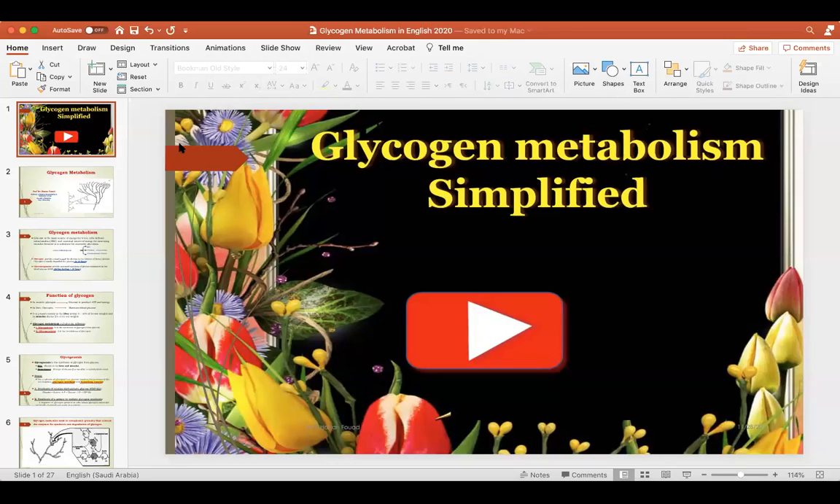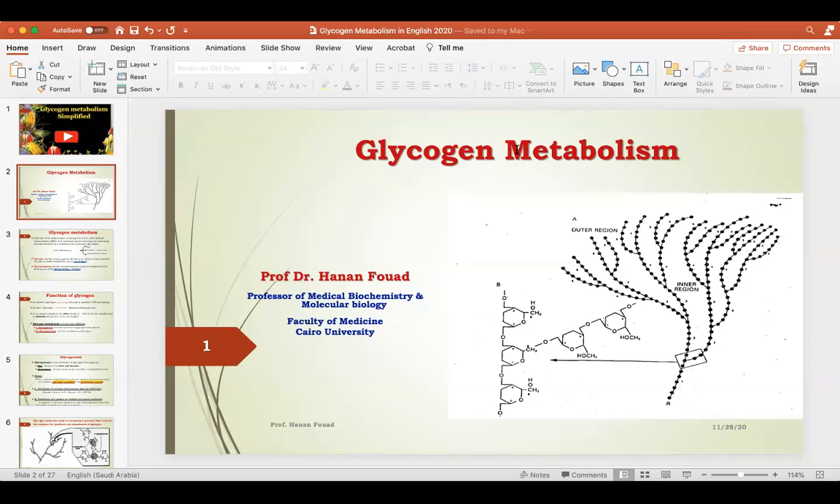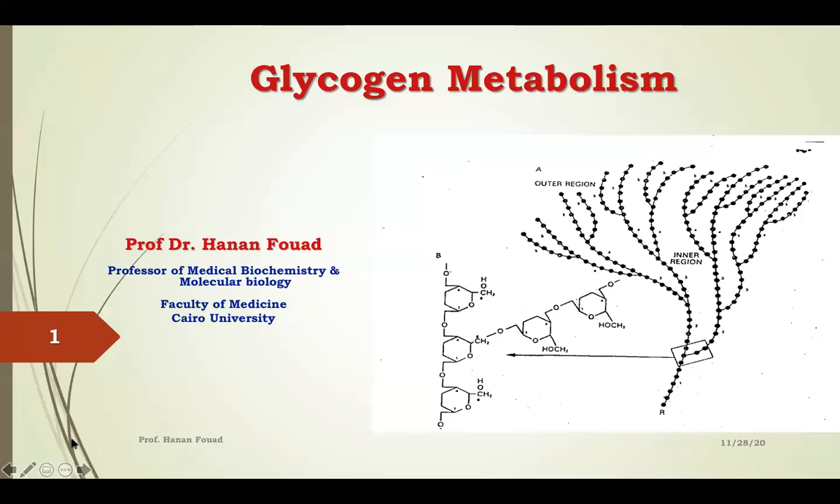Today, I'm going to speak about glycogen metabolism. If you have studied glycogen chemistry from carbohydrate chemistry, as you remember, glycogen looks like a branched tree. I'm going to write by the pen. If you look, this is a branched tree.